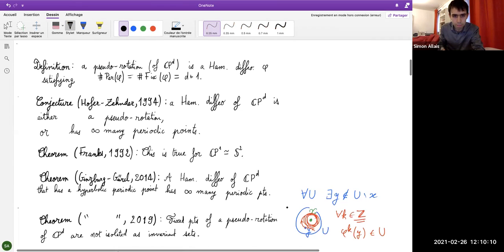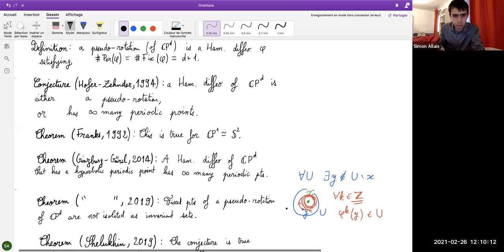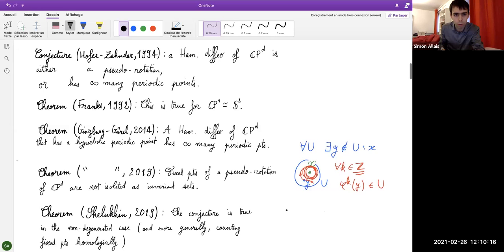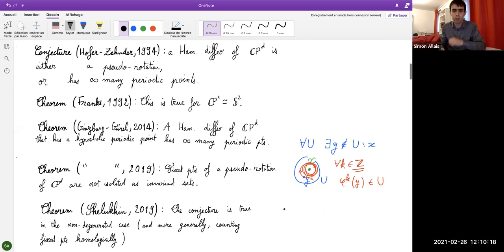Another theorem about this conjecture of Hofer-Zehnder is the famous theorem of Shelukhin. This recent result almost proved the conjecture. In fact, it proved the conjecture in the non-degenerate case.